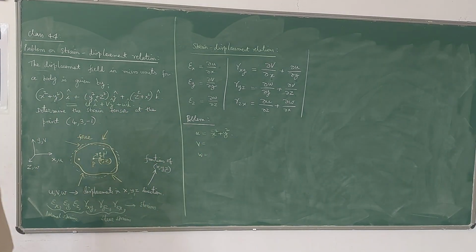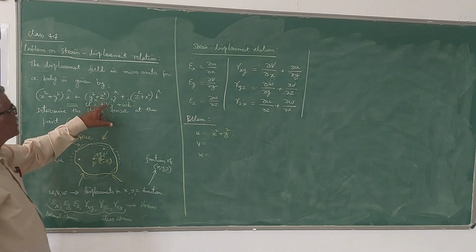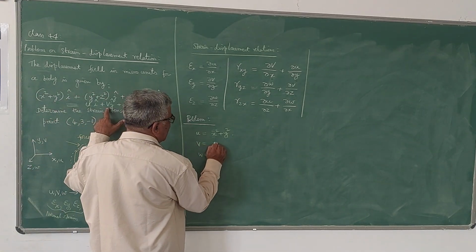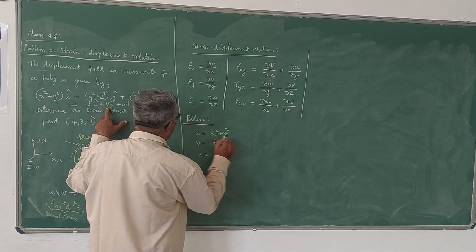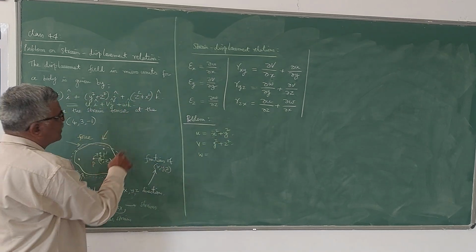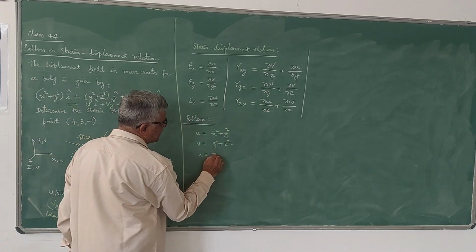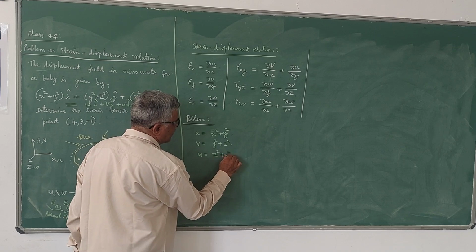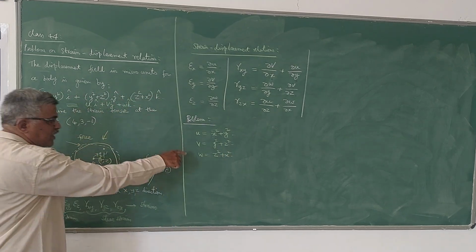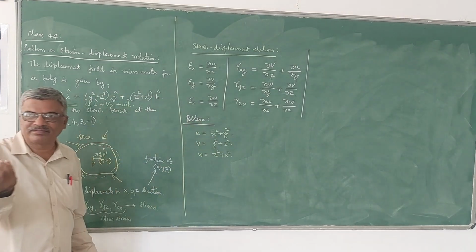What is v? y square plus z square is v. It is with j, alright? So this is vector form. It is given in vector form. And w is z square plus x square. So they may give it like this, or they may give it directly like this.